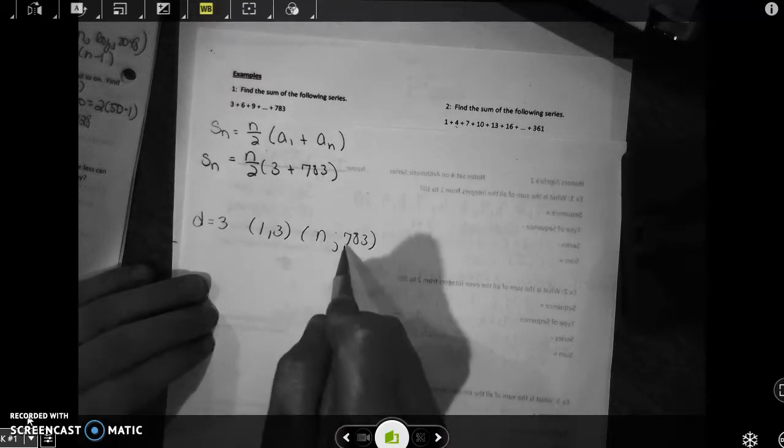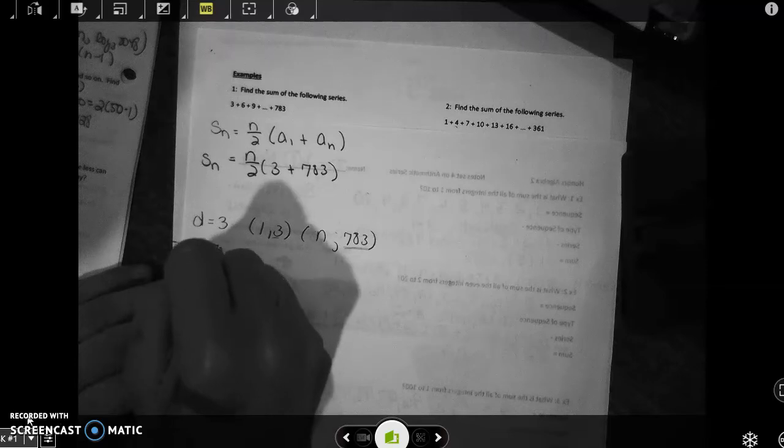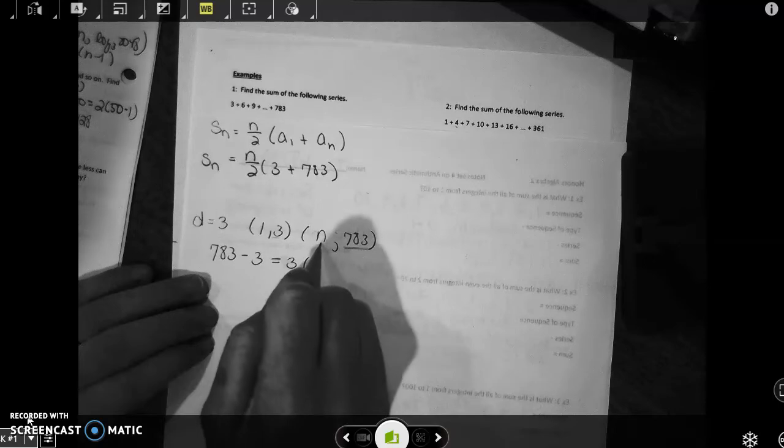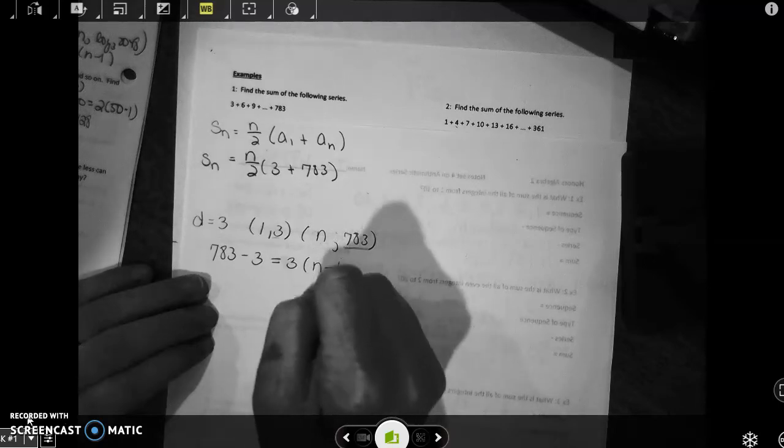Since I know arithmetic sequences can be modeled by lines, I can use that information to solve for n, because we know lines follow point slope formula. So I can take change in y's, so 783 minus 3 will equal m, your slope or your common difference, times the change in your x's. And here our x's will be n minus 1.